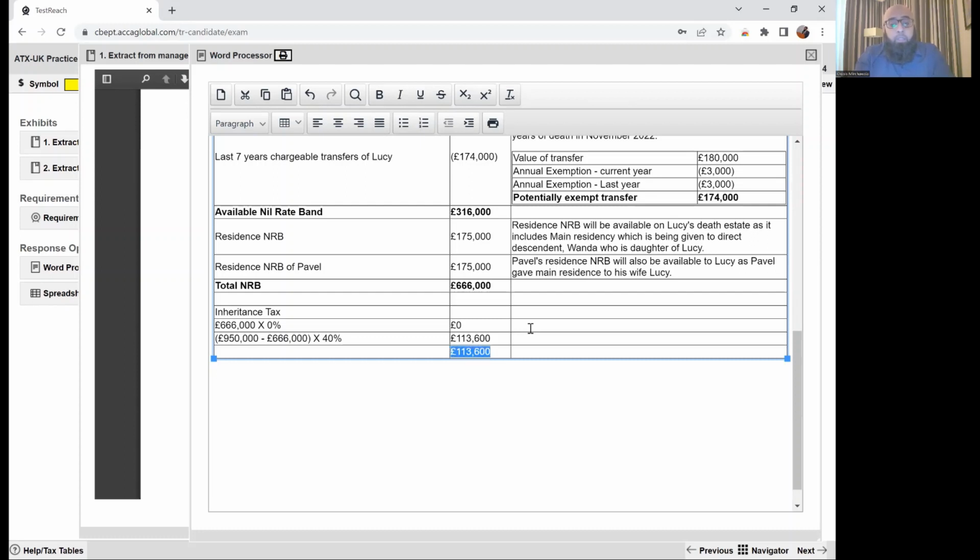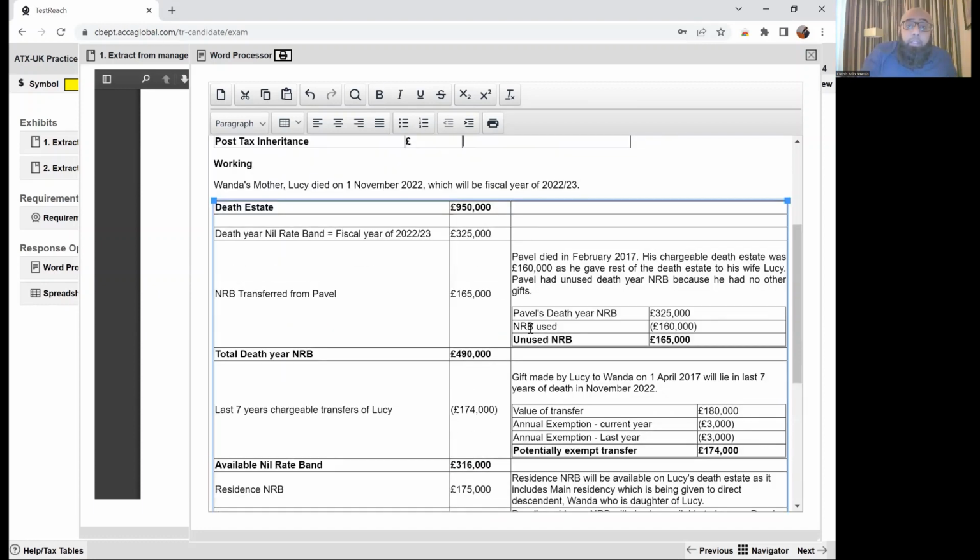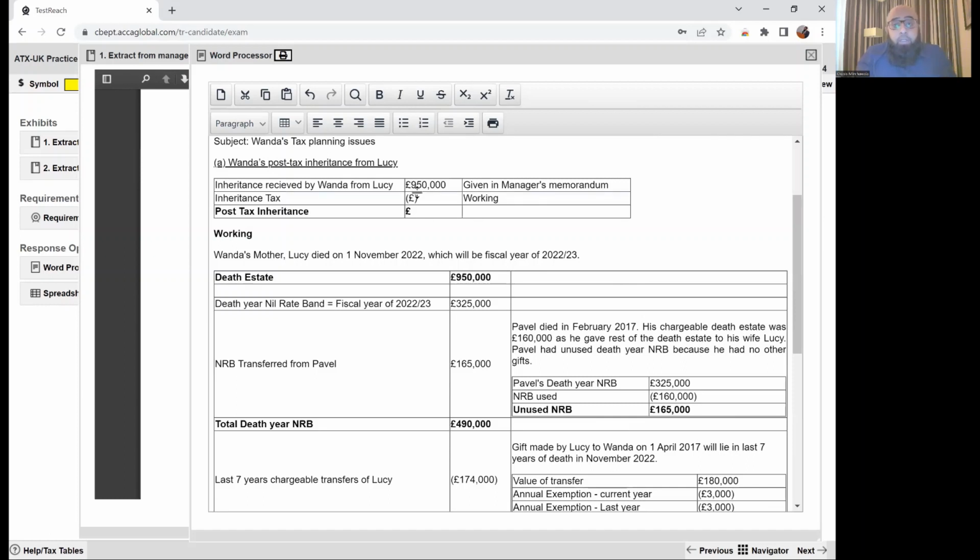113,600. So this is the total. 113,600 is the inheritance tax. We will put it here. 113,600. So the post-tax inheritance will be 950,000 minus 113,600. So it's 836,400.